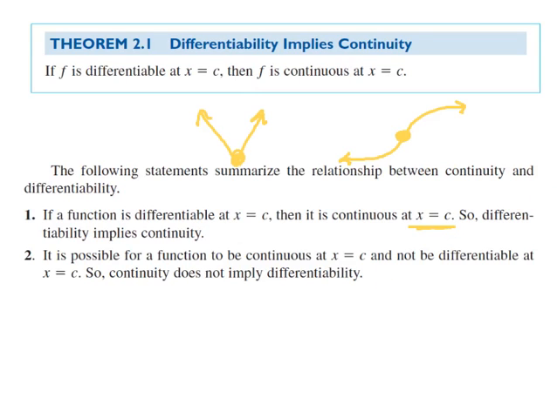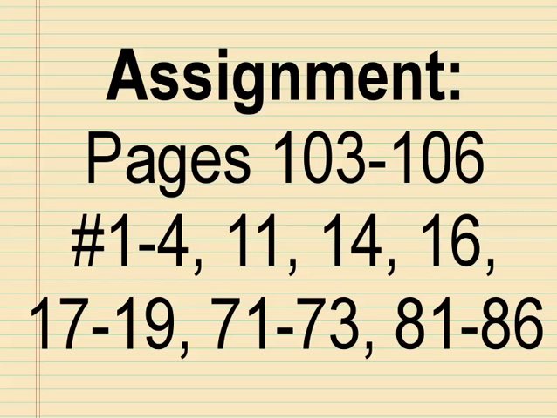Right. Exactly. So this is what I need you to do in this section. It's kind of segmented. Okay, the first few, all the way up to 19, those are dealing with derivatives. 71 through 73 is alternate form of the derivative. 81 through 86 is looking at graphs. Okay? So, you should have everything you need.